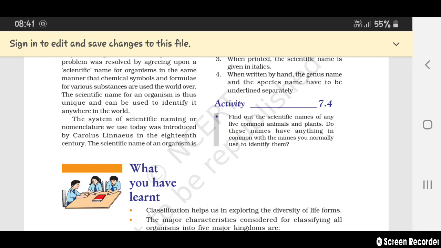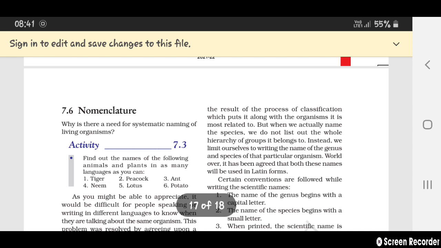The scientific name of an organism is the result of the process of classification. It puts the organism along with the organisms it is most related to. But when we actually name the species, you do not list out the whole hierarchy of groups to which it belongs. Instead, we limit ourselves to writing the name of the genus and species. Instead of naming the whole classification, we only name the genus and species name of that organism.